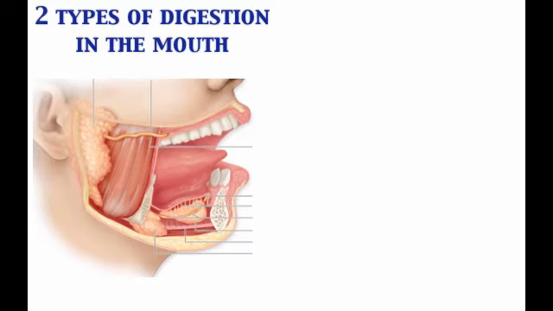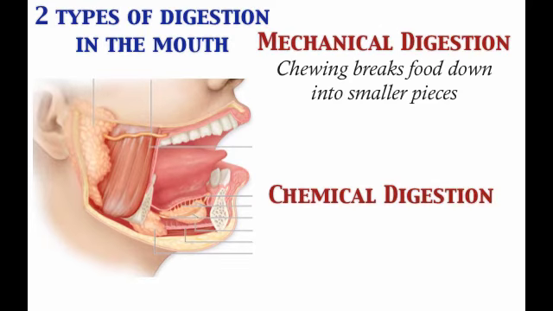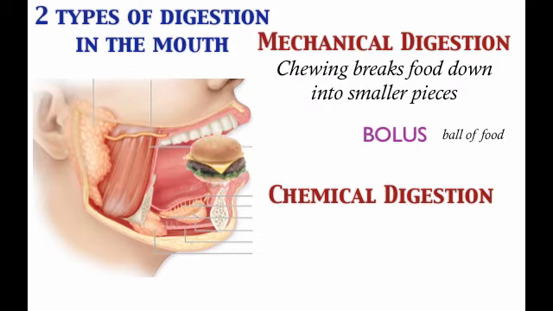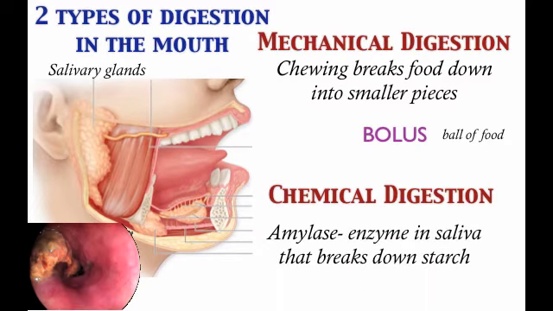Two types of digestion in the mouth: mechanical digestion and chemical digestion. Mechanical is basically chewing your food into smaller bits and creating a bolus. The bolus is then formed by your tongue and goes to the back of your throat where you swallow it down your esophagus. And chemical digestion is where you have salivary glands producing saliva to moisten the food, and also there's an enzyme, amylase, in the saliva that helps break down starch.